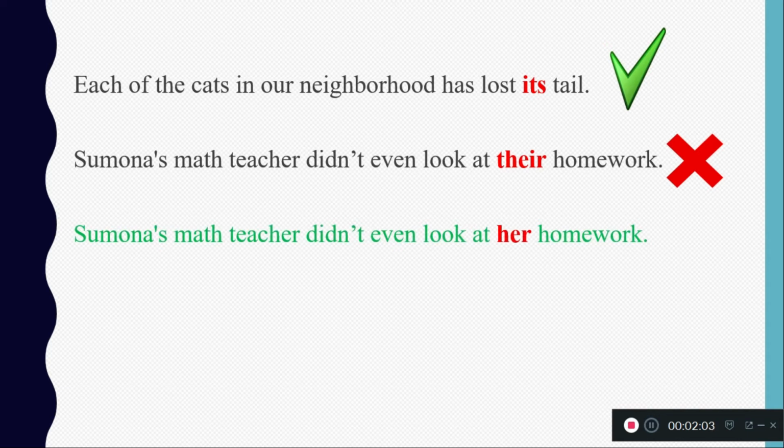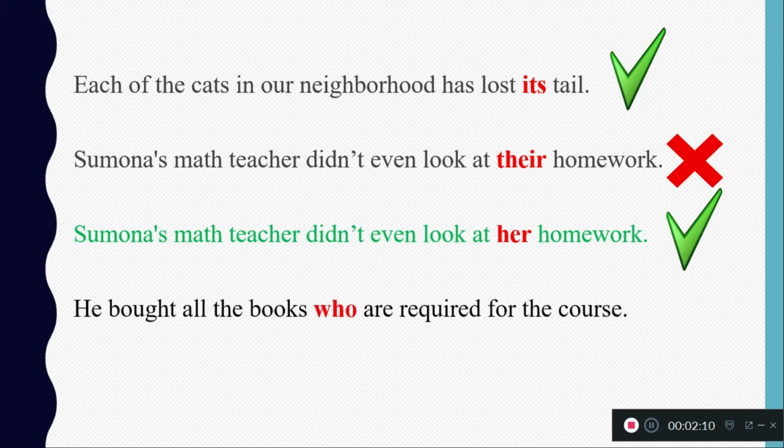Look at another sentence. He bought all the books who are required for the course. In this sentence, the pronoun who is used for all the books. We know who is used for person only. So this pronoun is used incorrectly, and the correct form of this sentence is he bought all the books which or that are required for the course.